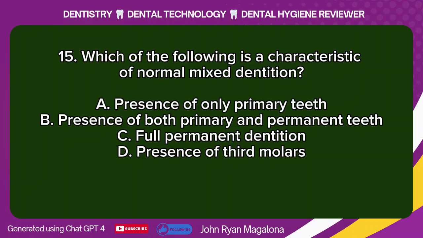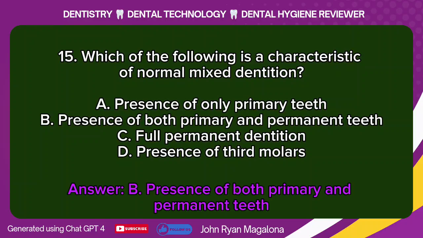15. Which of the following is a characteristic of normal mixed dentition? A. Presence of only primary teeth. B. Presence of both primary and permanent teeth. C. Full permanent dentition. D. Presence of third molars. Answer: B. Presence of both primary and permanent teeth.